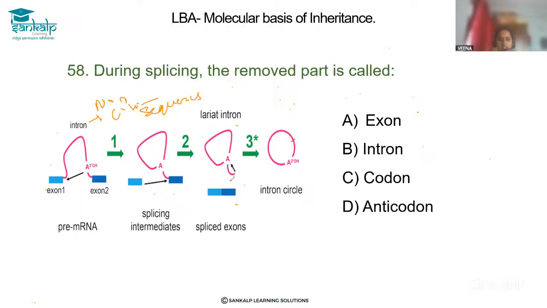And if you observe here, two exons are added here, spliced exons and the splicing intermediate. So here it is a pre-mRNA. Pre-mRNA will contain the introns. So here we have to remove this intron, that is the non-coding sequence. So removal of introns is the correct answer. So answer B is the correct answer.